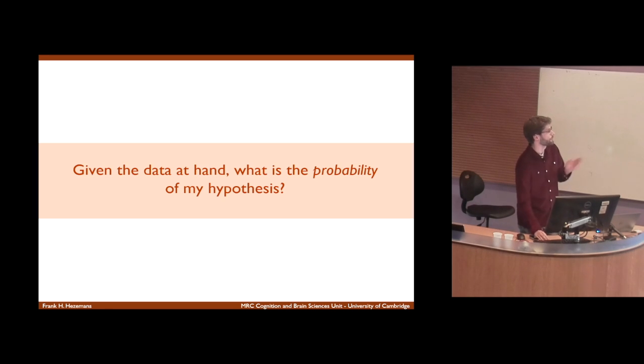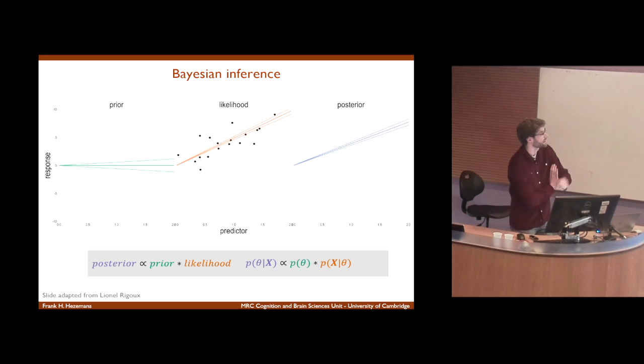Okay, so then what do we want? Well, what would be really great is if we could say, given the data that I've collected, what's the probability of my hypothesis? And this is something that Bayesian statistics deliver. I've illustrated Bayesian inference here in the context of simple linear regression. So we're just looking at one parameter here, the slope. We start with some prior information. So we say that the slope is centered on 0 with some variance, so this is a normal distribution.